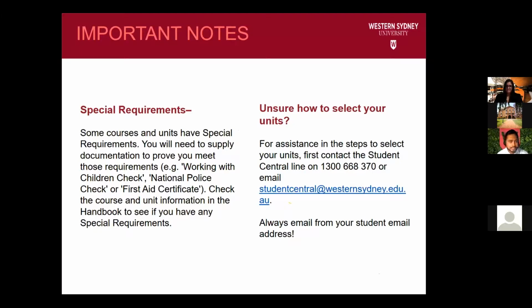If you're unsure how to select your units, and that's a very common issue you might face, please do not hesitate to contact Student Central through the number provided below. If you are an onshore student or an offshore student, feel free to contact 1300 668 370, or also through the email studentscentral@westernsydney.edu.au.